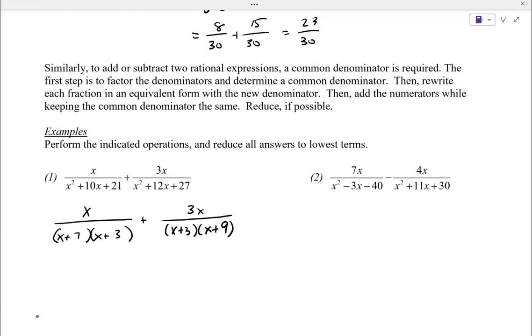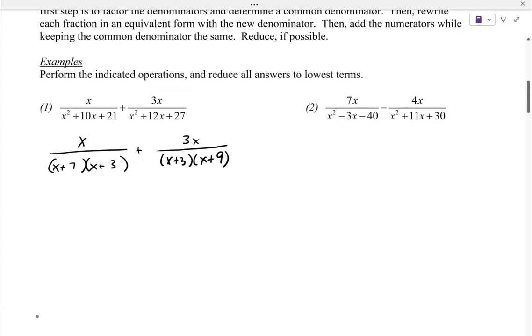All right, so again, to make these fractions have a common denominator, I need to make sure they have the exact same factors in the denominator. It's like what we did with the example that we wrote up with numbers. Okay? They both have an x plus 3 in them. So do you think we need to worry about the x plus 3? No. Okay? This one has an x plus 7, so what do you think this one needs? X plus 7. This one has an x plus 9, so what do you think this one needs? X plus 9. Good.